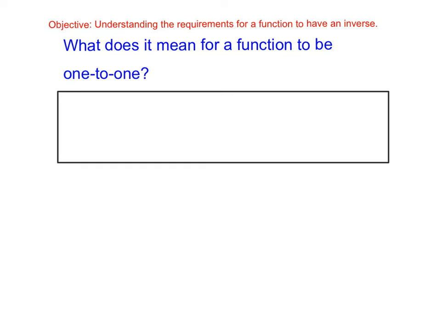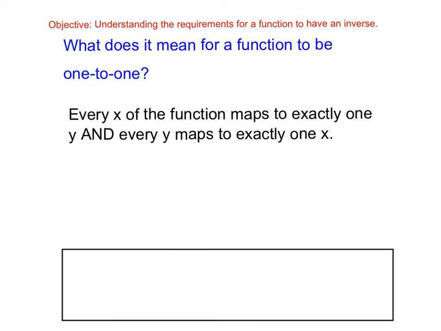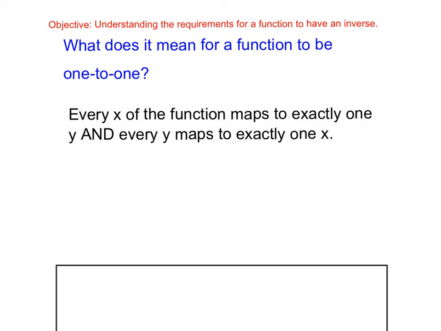Okay, so I touched on this last time. What does it mean for a function to be 1-to-1? Every x in a function maps to exactly 1 y, and every y maps to exactly 1 x.